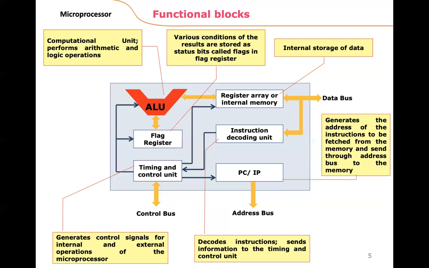Data is incoming and outgoing. All data, all information, is first transferred to the microprocessor, and when the microprocessor completes processing, it is delivered to the output section. So data is all the time bidirectional, incoming and outgoing.